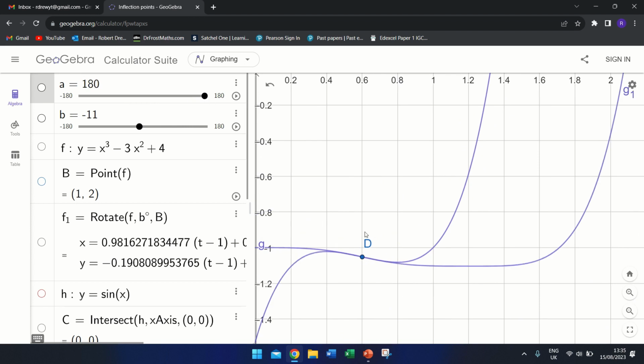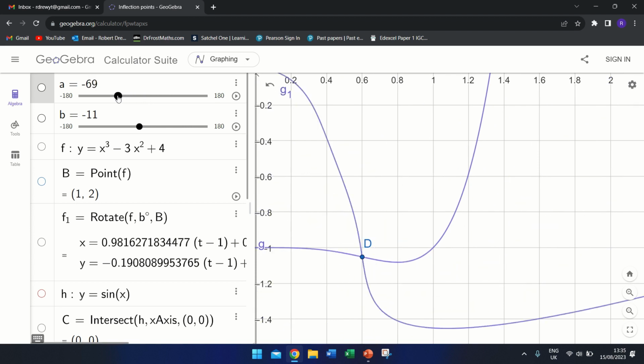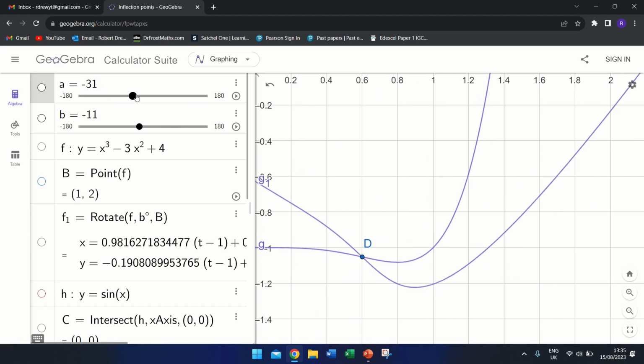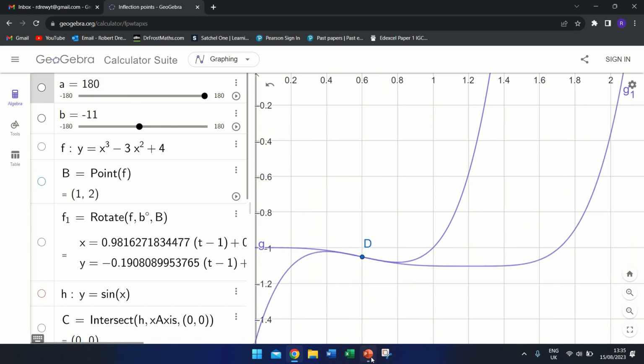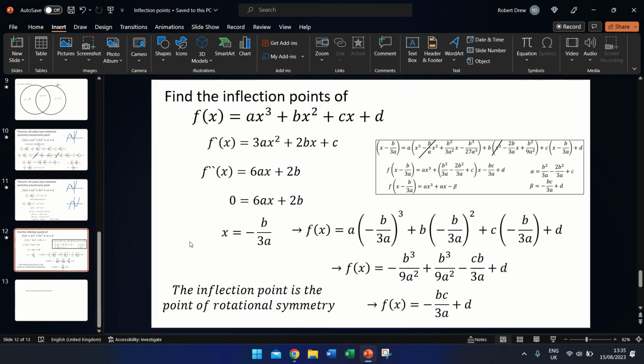You can see this portion of the graph is matching itself perfectly. And if you zoom in, you can prove that even further. But it's not globally rotational symmetry. But inflection points, a really cool definition of them that you never see written down anywhere in school level maths, is they're points of local rotational symmetry, which I just think is really interesting.